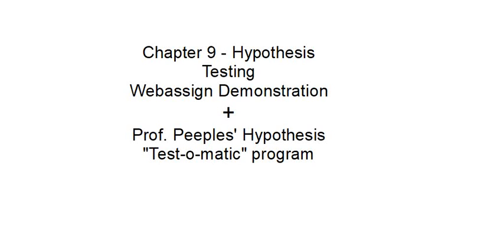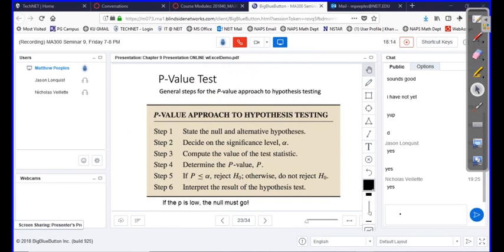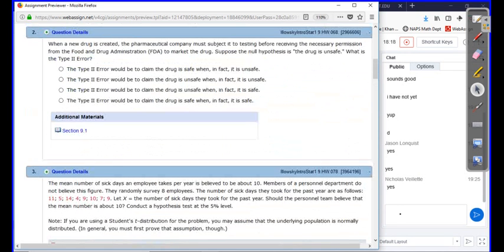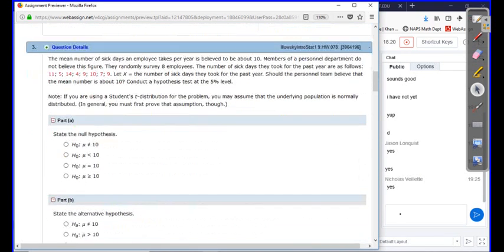What we're going to do is go through the Chapter 9 hypothesis testing using WebAssign and my hypothesis Test-o-matic program. So let me bring up the problem that I wanted to talk about, and this was actually problem number 3.